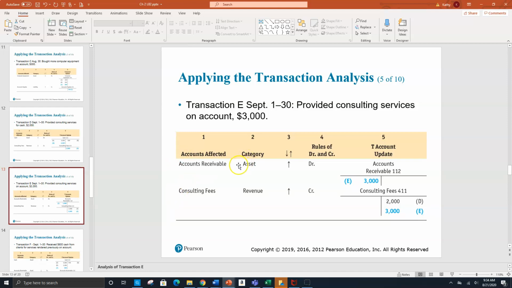Accounts receivable is an asset just like cash, but it's amounts that customers owe us. So consulting fees is a revenue. We're increasing both these accounts. To increase an asset, we debit it. To increase a revenue account, we credit it. So we fill it in appropriately in our T accounts.